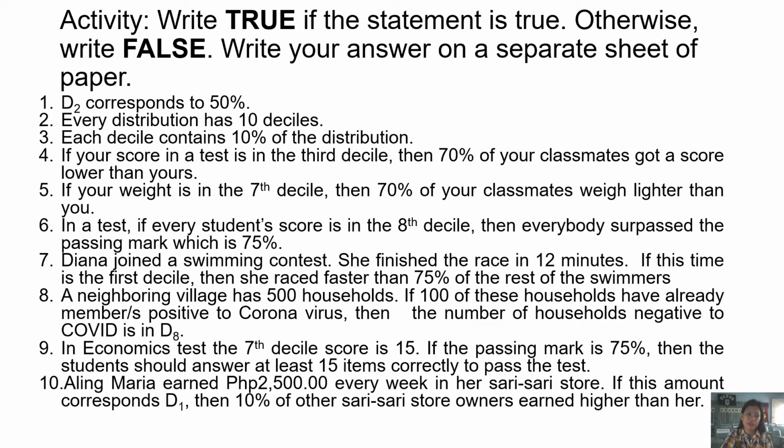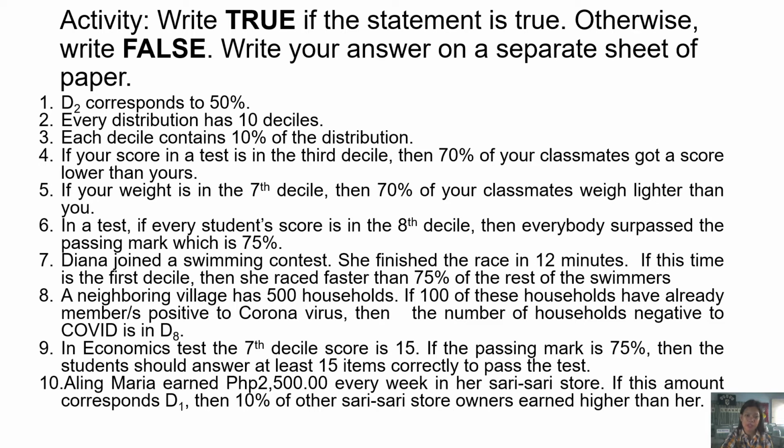Number 5, if your weight is in the 7th decile, then 70% of your classmates weigh lighter than you. Is it true or false? Number 6, in a test, if every student's score is in the 8th decile, then everybody surpassed the passing mark, which is 75%. Is it true or false?